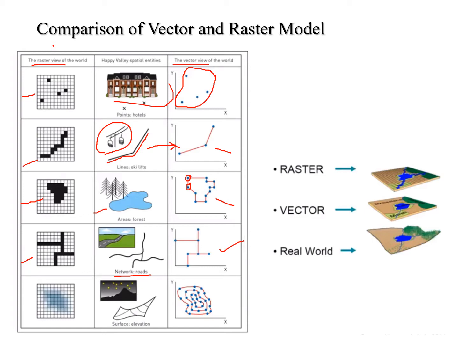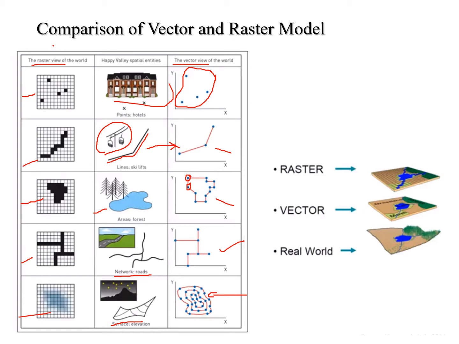Then the last one is the surface, the elevation model. Mostly they are represented in contour form, because it has not only two dimensions but elevation as the third, therefore they represent the area as well as the elevation. So there you can see here the contour model. So the same has been represented here.